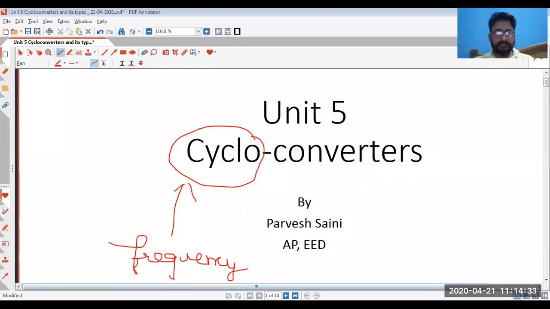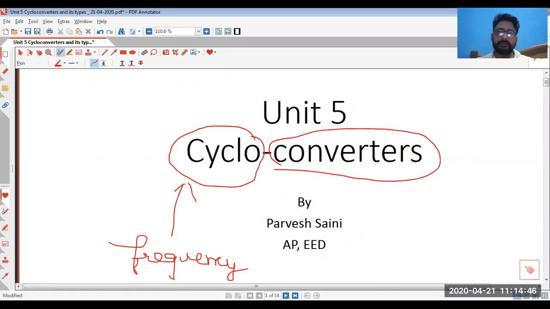So basically this cyclo word indicates the frequency of the input signal. And converters means the system which converts the frequency. So that means a cycloconverter is such a power electronic application or circuit which converts the frequency of the input signal.